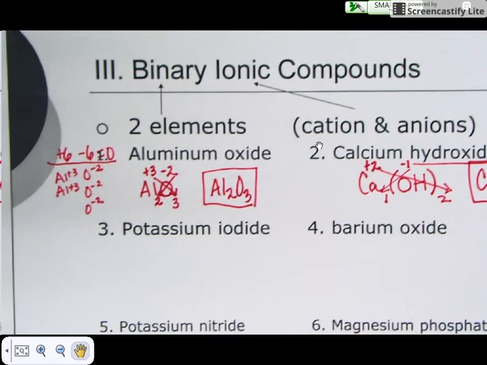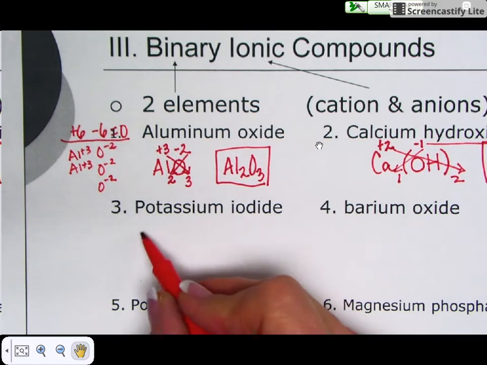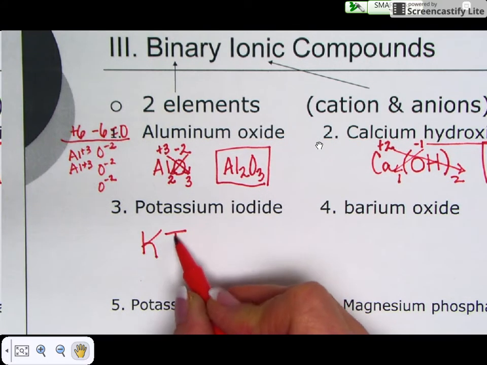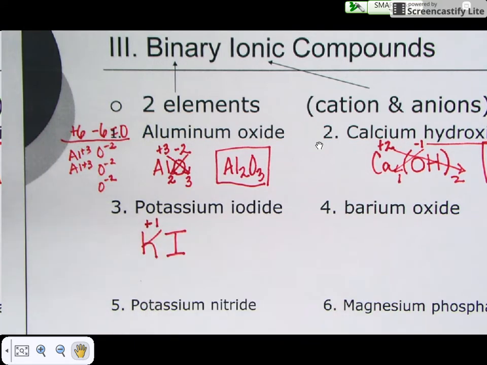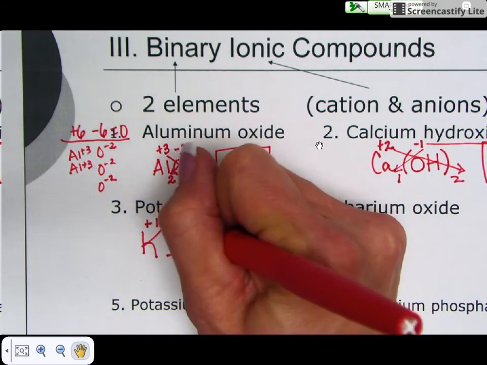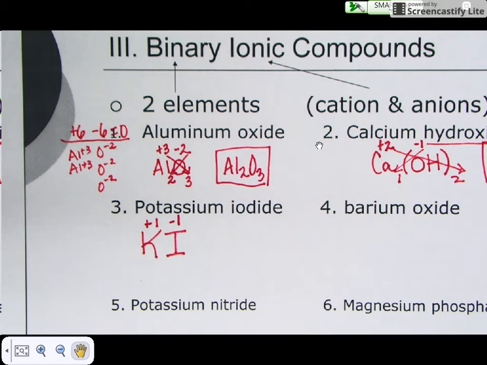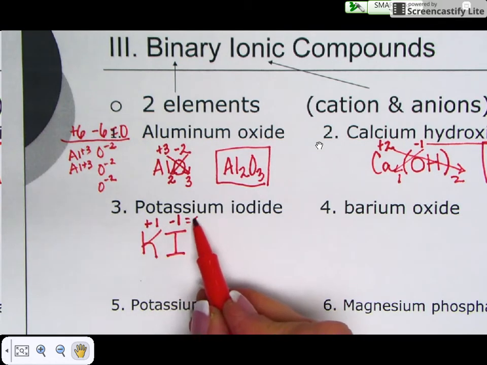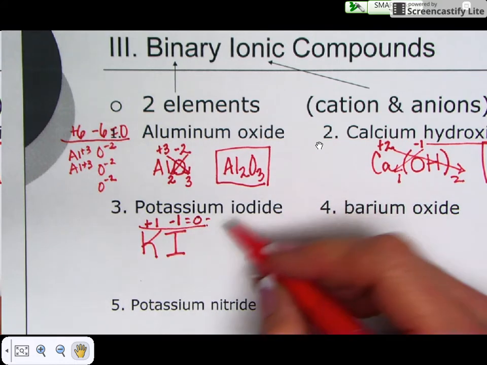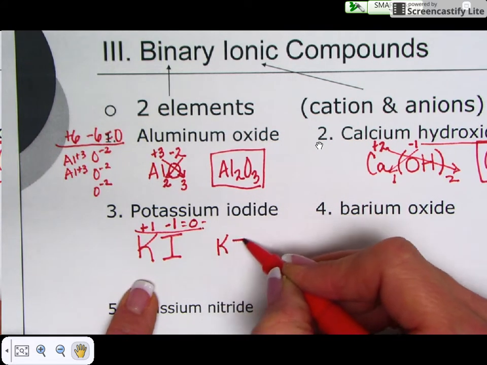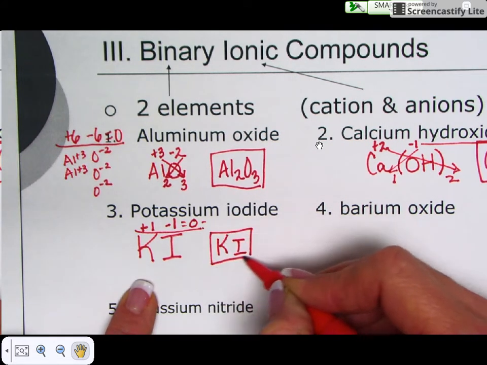Let's look at number 3, potassium iodide. Put your symbols side by side, K and I. Label your charges. Potassium is +1 because he's in group 1A. Iodide's a -1 because he's in group 7A. Notice these charges already cancel, which means the formula is already in its proper ratio. So the answer will be KI. And again, the 1s are understood.